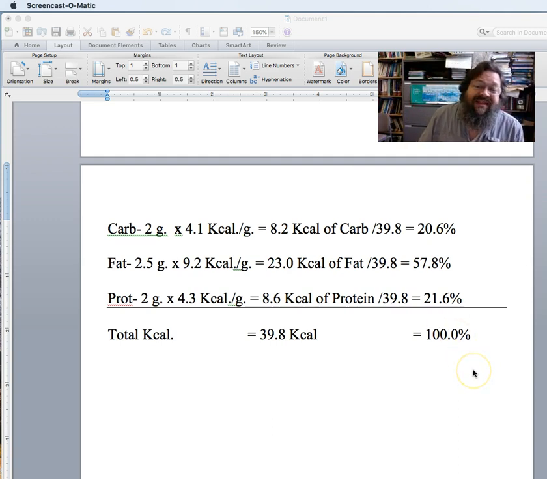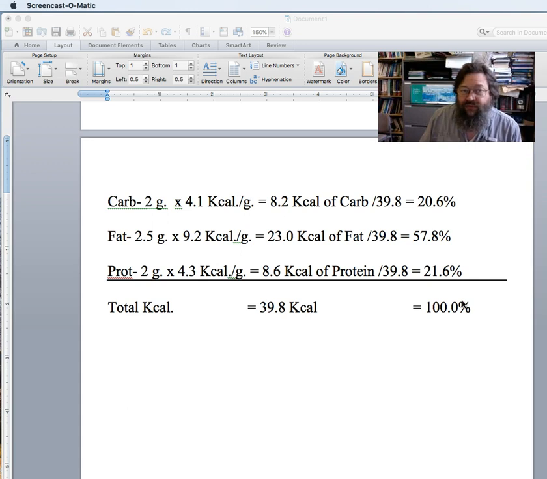Now, the next thing to do is to compare these numbers to the normal recommended values. So what are those normal recommended values?